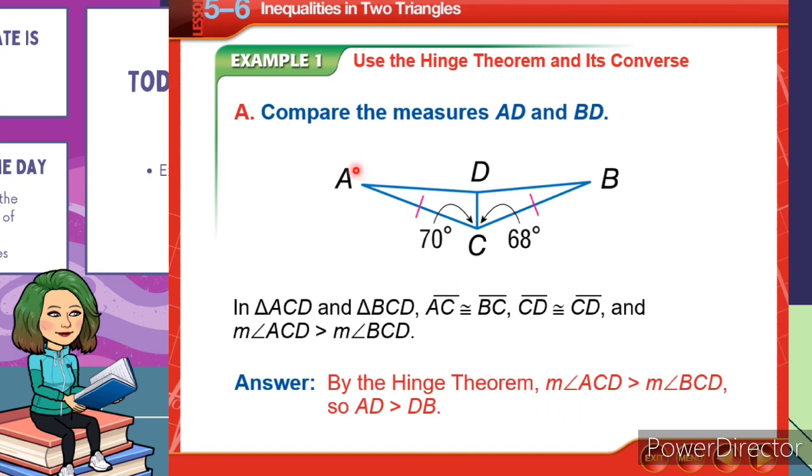Therefore, comparing the measures of AD and BD, side AD is greater than side BD. Again, why? Kasi itong side AD na to, siya yung opposite kay angle ACD, which measures 70. Kasi 70 is greater than 68. So, we can apply the hinge theorem for us to compare the measures of AD and BD. So, kaya ginamit natin yung symbol na greater than. Or, it pertains to a longer side of the triangle.